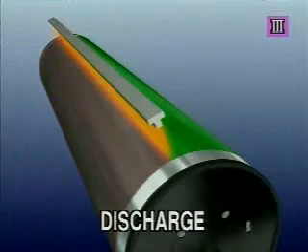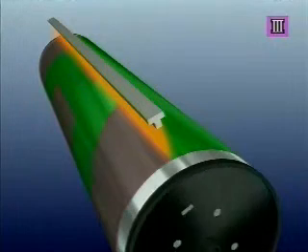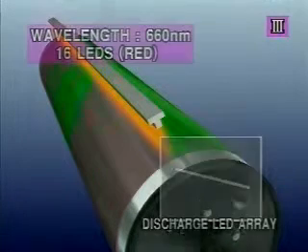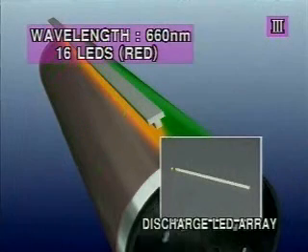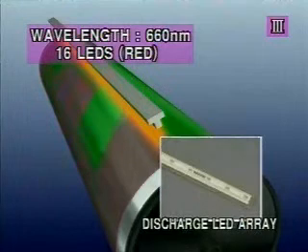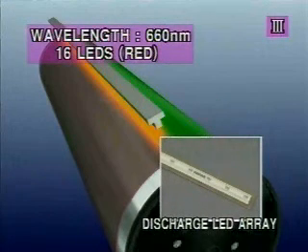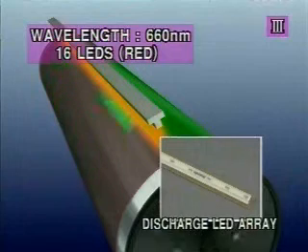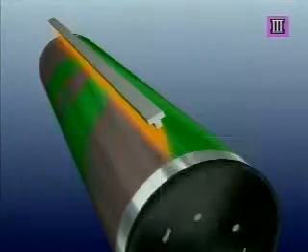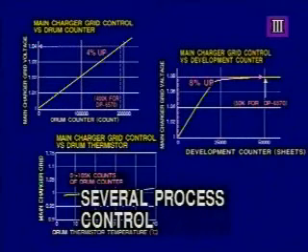Finally, to even out the charge on the drum for the next charging step, the light from the discharge LED array, where 16 red LEDs with a wavelength of 616 nanometers are arrayed, illuminates the entire drum, and discharge is performed. That is the copy process.